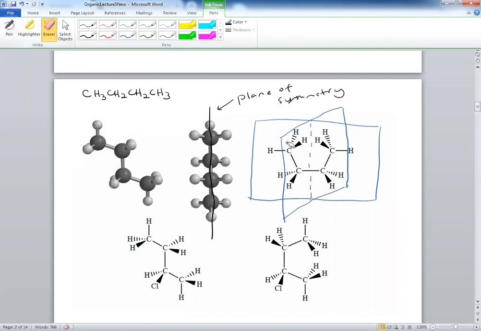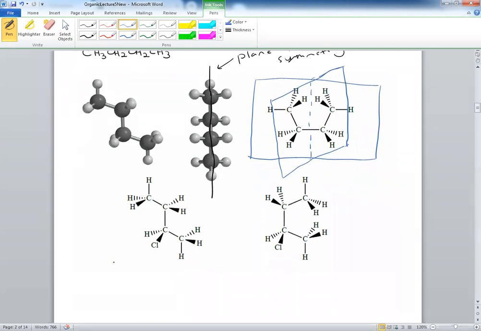I admit this. Let me see if I can fix this one at least for a little bit here. But if you can see it, right here. So you see the plane of symmetry right there, cutting across. Again, this would be achiral. This would be achiral. Now, let's look at what we did down here.